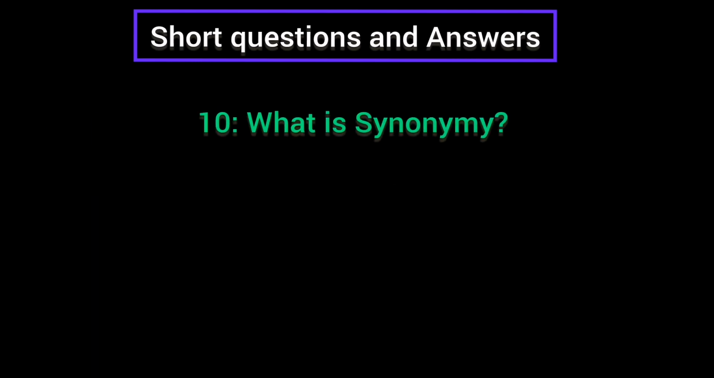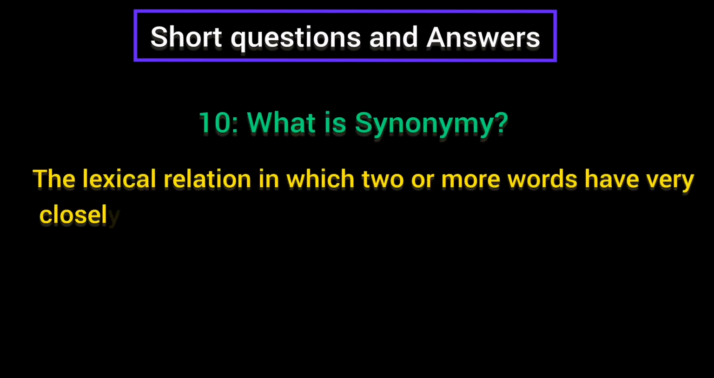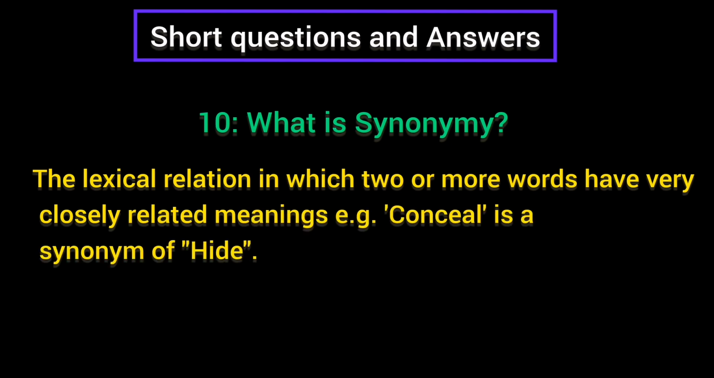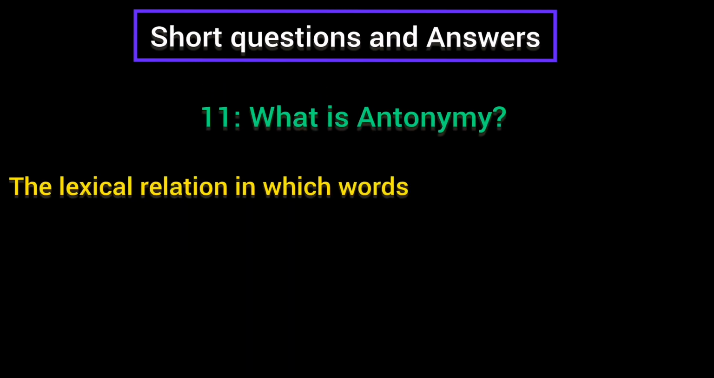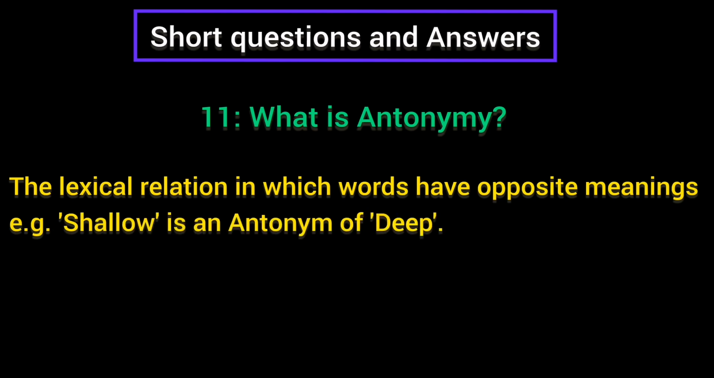What is synonymy? The lexical relation in which 2 or more words have very closely related meanings. For example, conceal is a synonym of hide. What is antonymy? The lexical relation in which words have opposite meanings. For example, shallow is an antonym of deep.